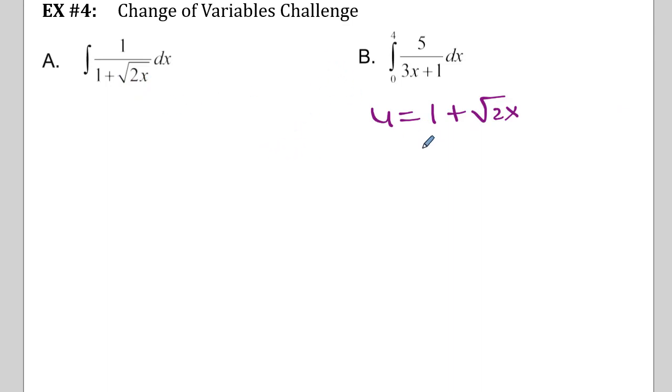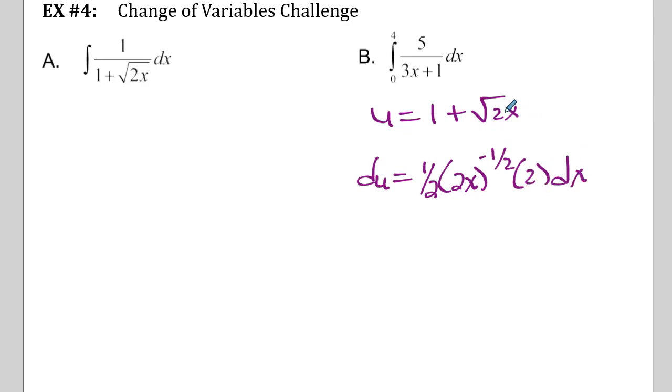All right, but we've got u equals 1 plus the square root of 2x. Okay, let's find du. Du is going to be 1/2 times 2x to the negative 1/2 times 2 dx. Remember, we have to go on the inside, take the derivative of the inside. That's where this 2 comes from. And so those 2's cancel out, and we are left with du equals 1 over the square root of 2x dx.